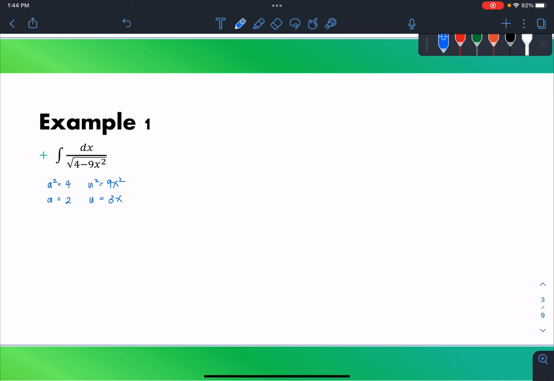And then afterwards, we need to differentiate u. Our u here is 3x, therefore du is 3 dx.